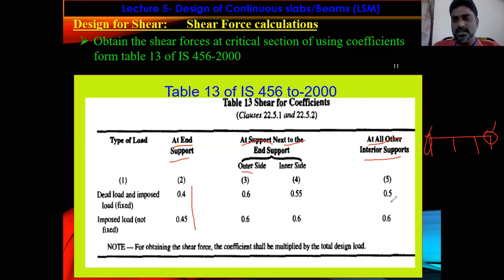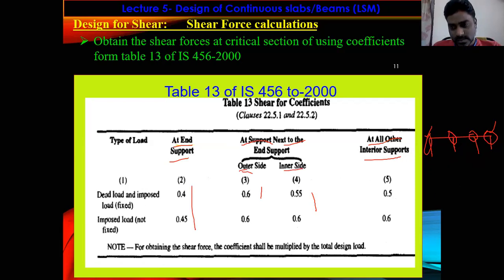At all other interior supports we discuss, and at the support next to the end support, this one and this one, if you use these coefficients, you will get the shear force at the support next to the end support. But here there are two types: outer side and inner side. What is outer side and inner side?